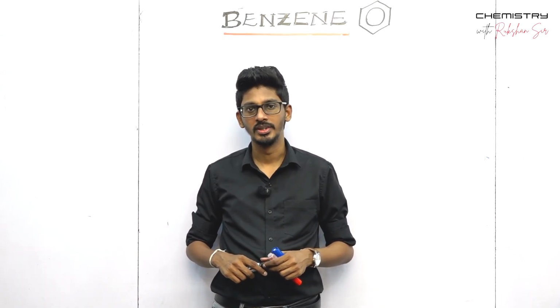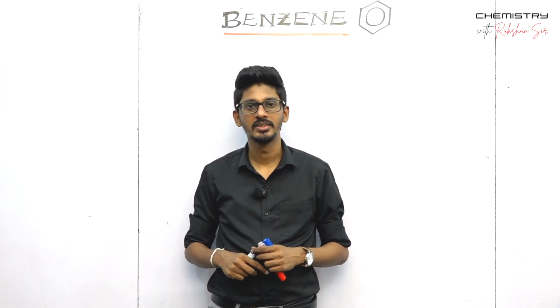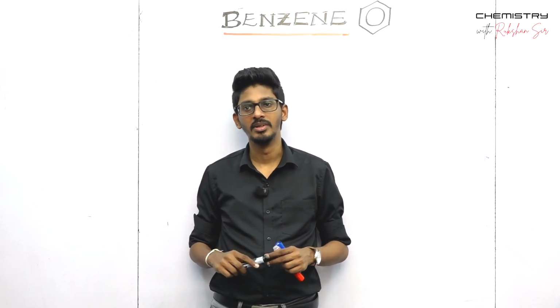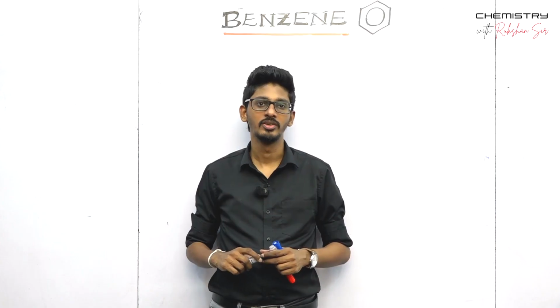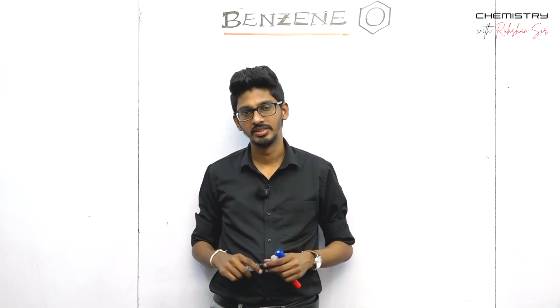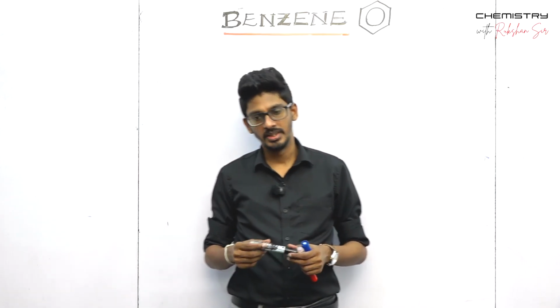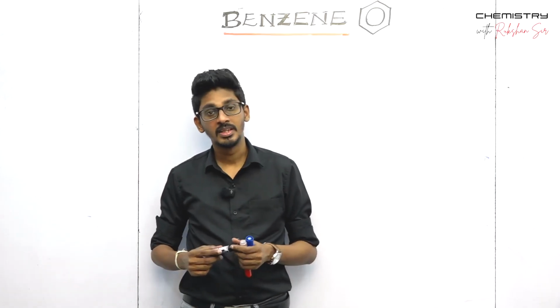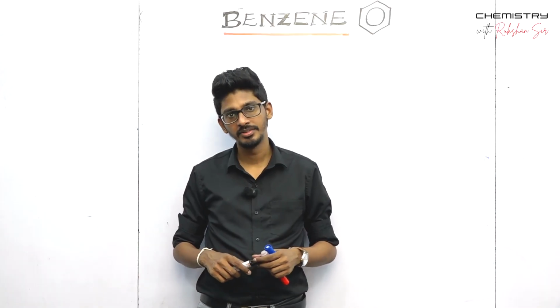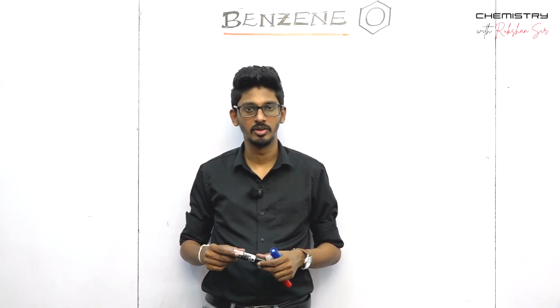Benzene. Under the hydrocarbons, there are four major types: alkanes, alkenes, alkynes, and benzene. Today we are going to discuss the theory appearing with benzene. First of all, benzene carries the chemical formula C6H6.